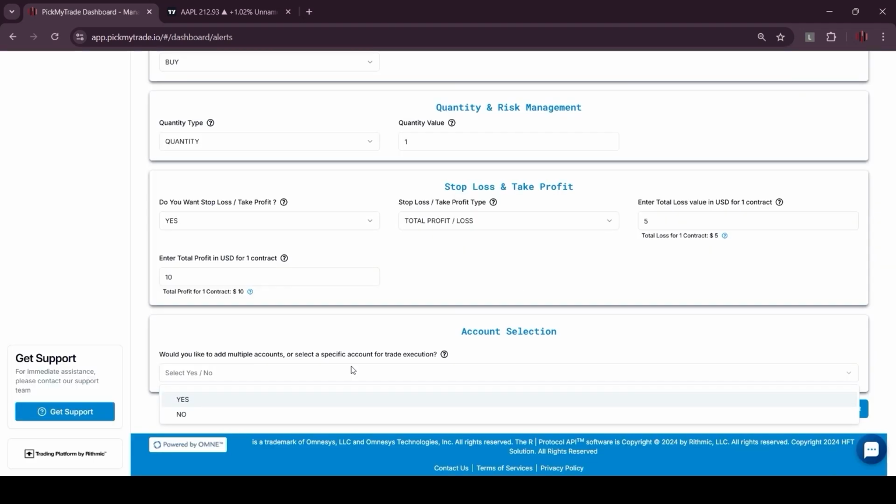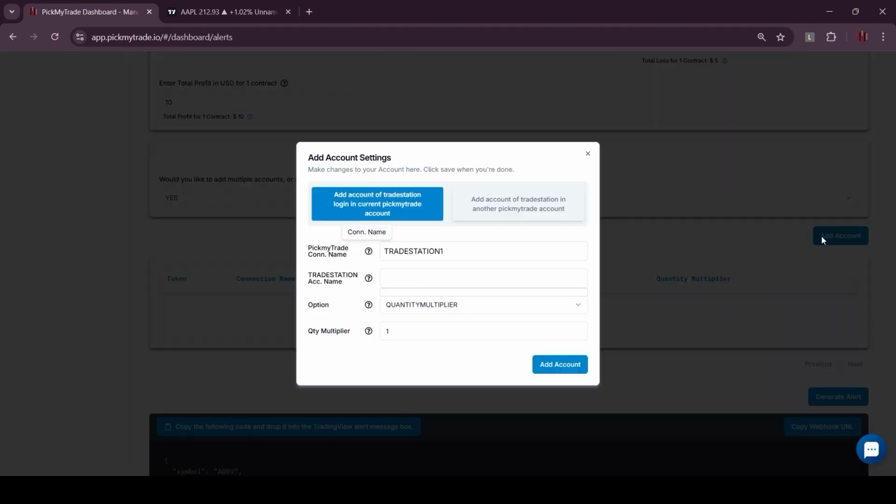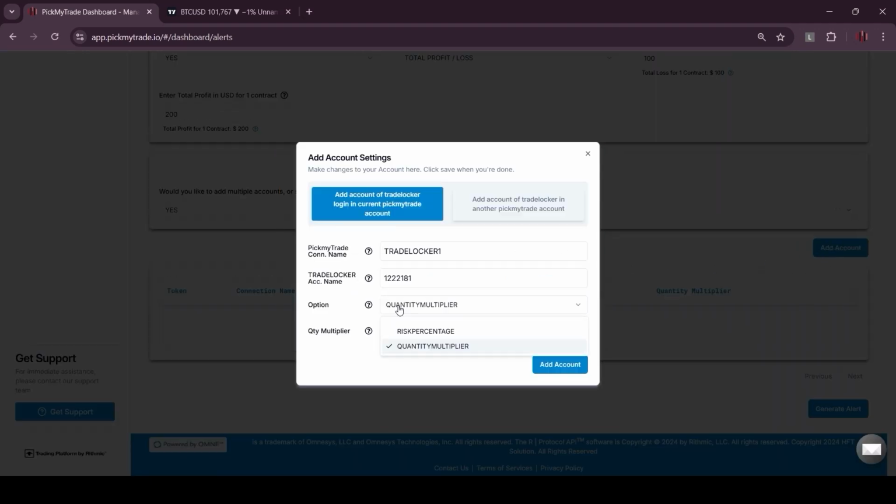Then we have the option of the account section. Would you like to add multiple accounts or select a specific account for trade selection? So you can just select yes. Here you will get the option to add an account. Add your details here. Let me explain this quantity multiplier.